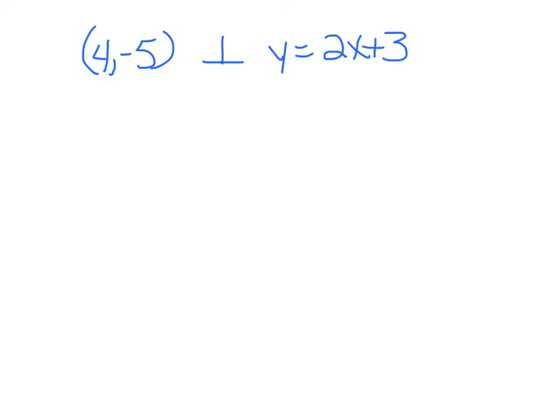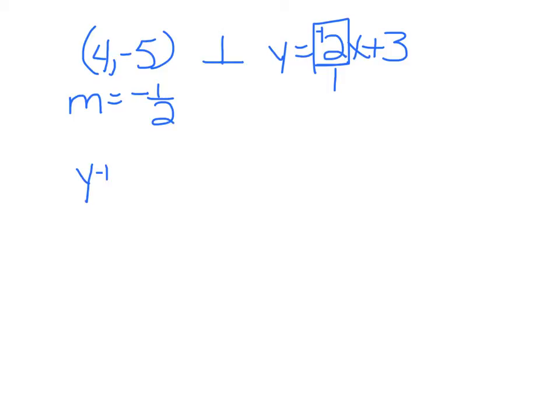Now we're going to look at a line that passes through the point (4, -5), and it's going to be perpendicular to the line y = 2x + 3. If it's perpendicular to this, our slope here is 2, and we know that the perpendicular slope has to be the opposite reciprocal. So 2 is positive, so we know our slope has to be negative, and the reciprocal of 2, which is 2/1, is 1/2. So now we have our slope, and we have a point, and we can do the same thing.